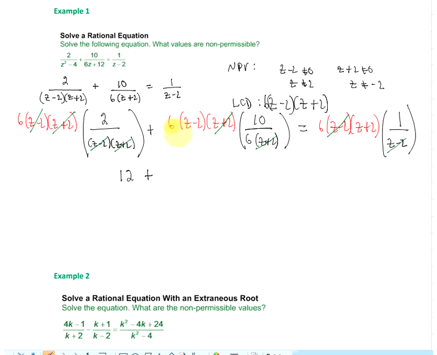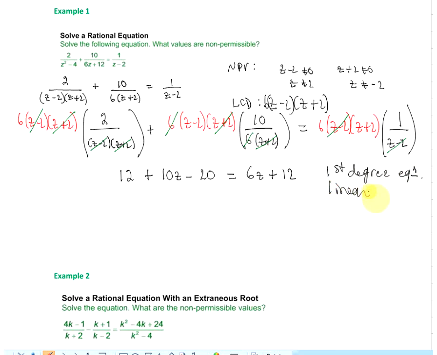plus we've got, oh, look what I forgot to do. I forgot to reduce the 6's. Okay, so now we're going to have 10 times z minus 2, which will give you 10z minus 20, and that's equal to 6 times z plus 2 times 1, which will give us 6z plus 12. All right, notice we have a first degree equation, which means it is linear.